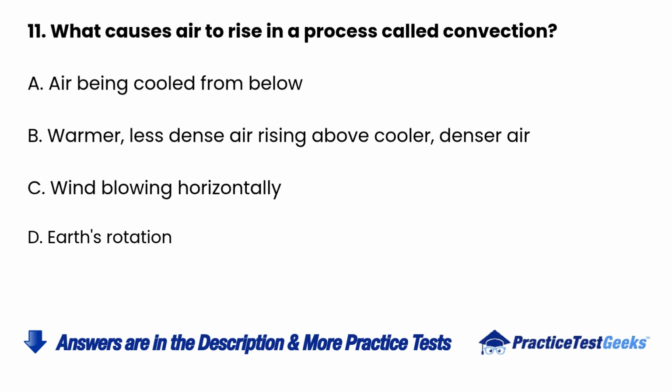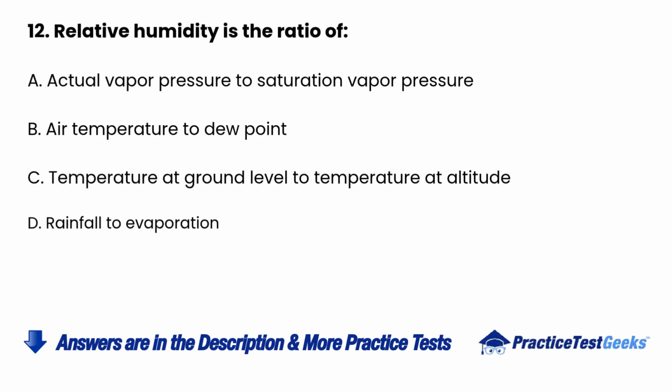A. Air being cooled from below. B. Warmer, less dense air rising above cooler, denser air. C. Wind blowing horizontally. D. Earth's rotation. 12. Relative humidity is the ratio of A. Actual vapor pressure to saturation vapor pressure.